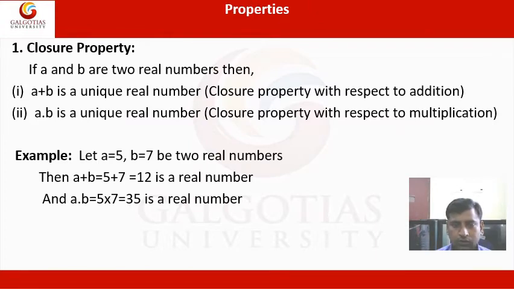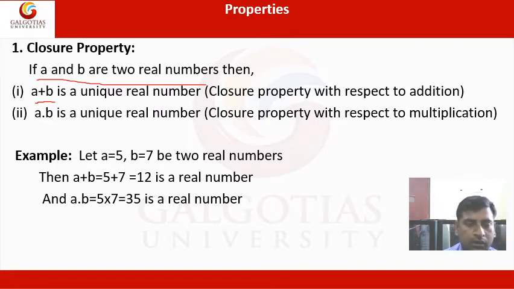So we are going to discuss the property of real numbers, and the first property is closure property. So, what is the closure property? Let a and b be two real numbers, then their sum, that means a plus b, is a unique real number. This is called the closure property with respect to addition. That means if we take two real numbers a and b and we sum them up, we again get a real number.